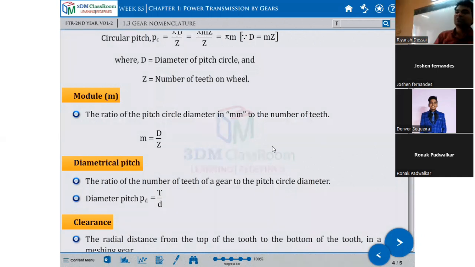Then diameter pitch is the ratio of the number of teeth of the gear to the pitch circle diameter. Now, what is the difference between diameter pitch and module? Diameter pitch is an inch system, where all gears are in the range of inches, with inch cutters, everything in inches. They follow diameter pitch. So diameter pitch PD is equal to T, the number of teeth, upon the diameter. This diameter pitch may or may not be given. If given, you put that in the equation and find the diameter of the pitch circle and the number of teeth.